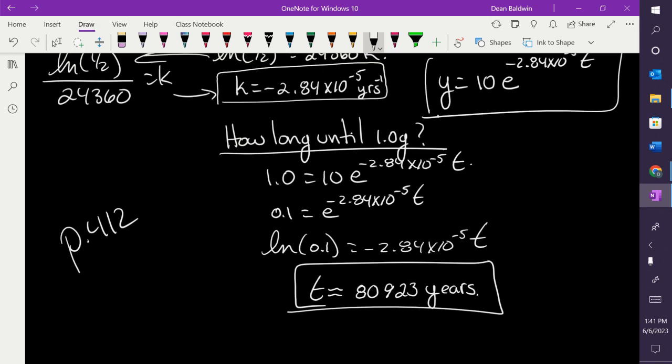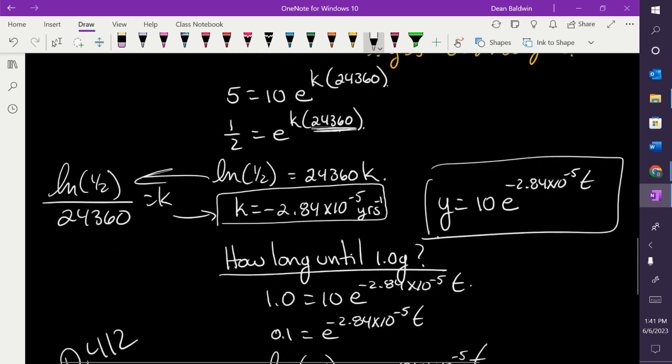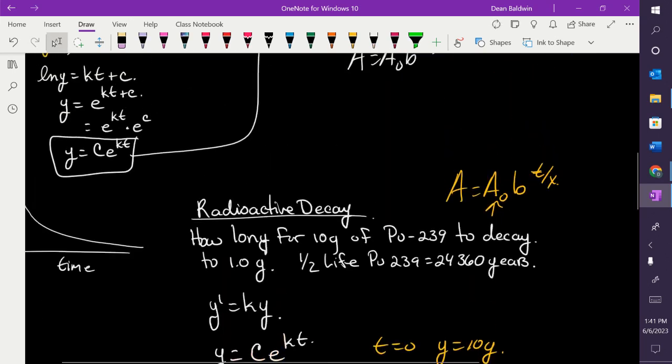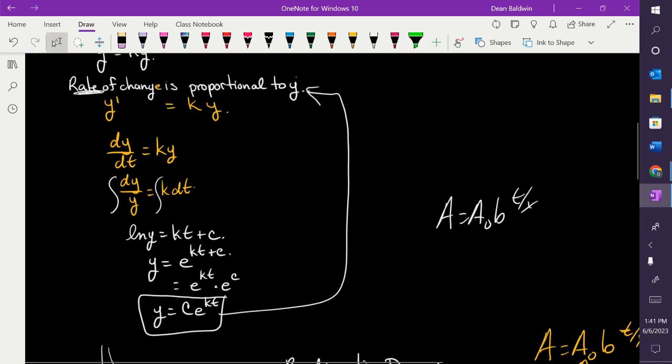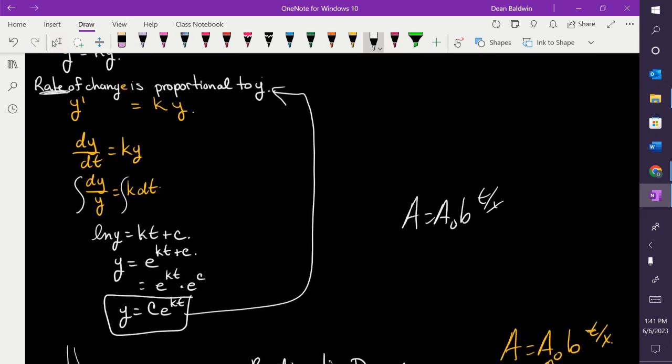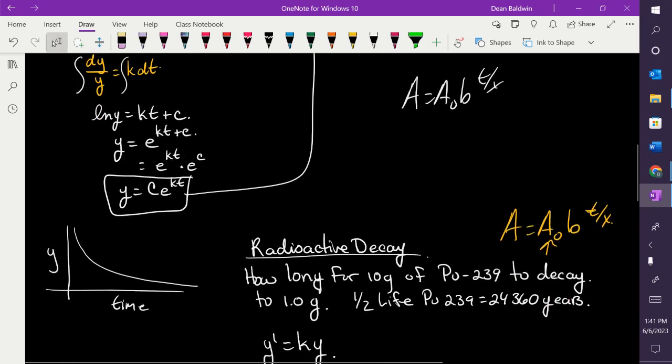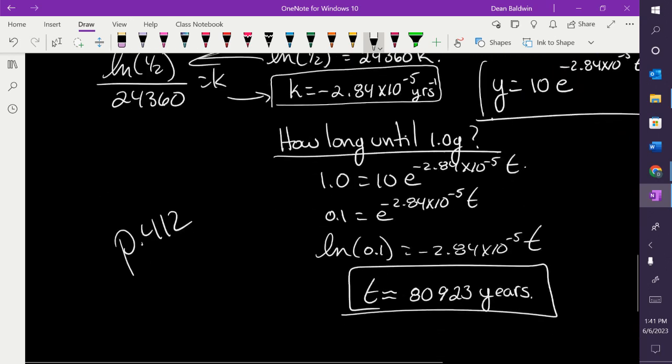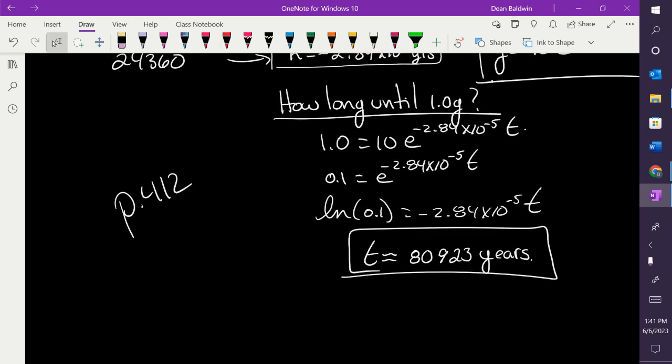Okay, so moral of the story: where does it say? The rate of change is proportional to y. In other words, how fast it's changing is proportional to how much there is, i.e. in radioactive decay. The general formula will always be C e to the kt. You just have to find C, which is the initial amount, and then k, which is how fast things are changing, and then you can solve whatever question you need to solve. Okay?